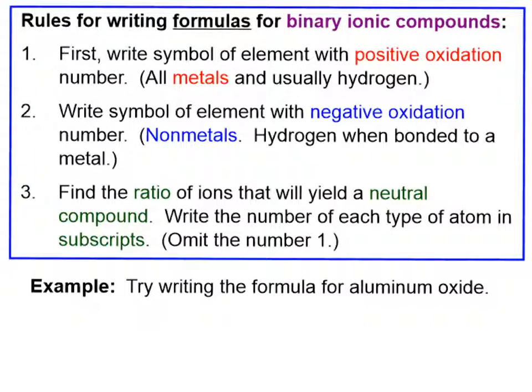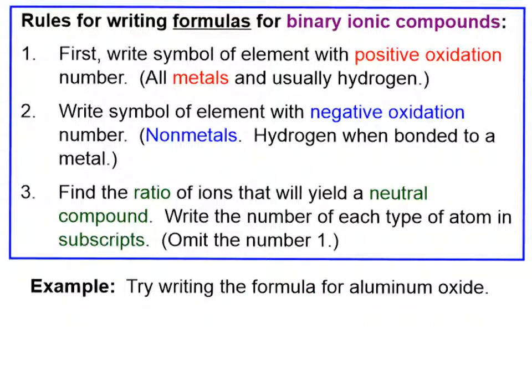You write the number of each type of atom in subscripts. And we omit the number 1. We never write a 1 as a subscript. That's just assumed. So let's try writing the formula for aluminum oxide.